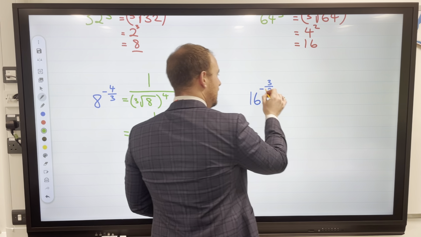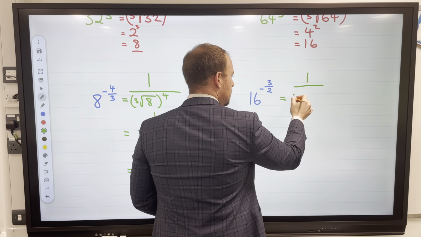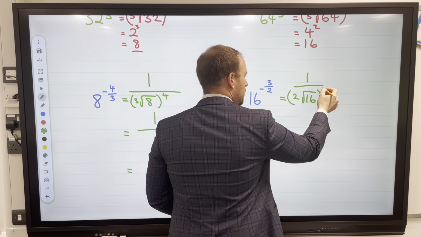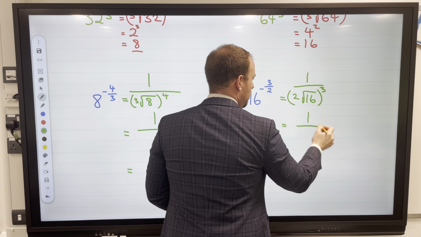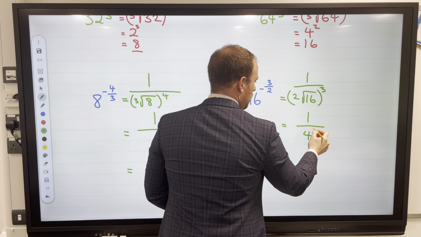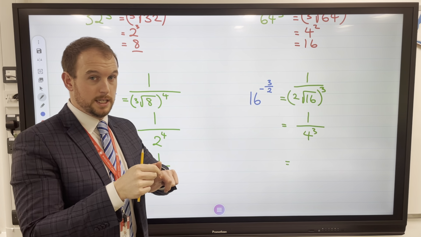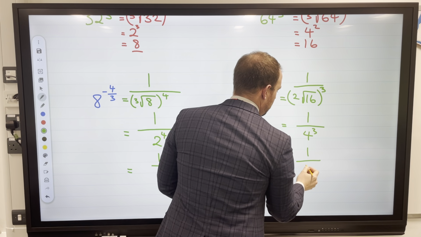Here then, negative symbol, 1 over. The 2 means square root, to the power of the numerator, which is 3. So 1 over 4 cubed. So then we've got 4 times 4 is 16, 16 times 4 is 64. 1 over 64.